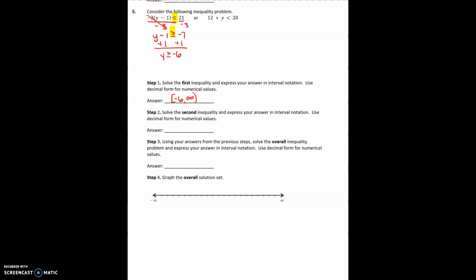For the second one, this is a one-step problem. We're subtracting 12. Y is less than 8. Okay, so that is from -infinity to 8. So I'm going to graph this first and then answer number 3. The first one is from -6, so I'm just going to pick a spot for -6, bracket, and I'm shading all the way to the right. The second one, I'm going to find a place that looks like it could be 8. And parenthesis, I'm shading all the way to the left.